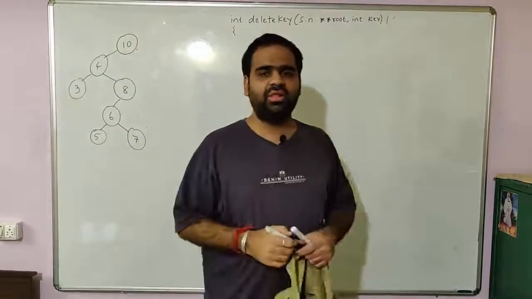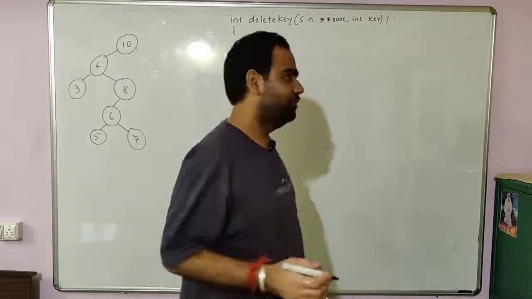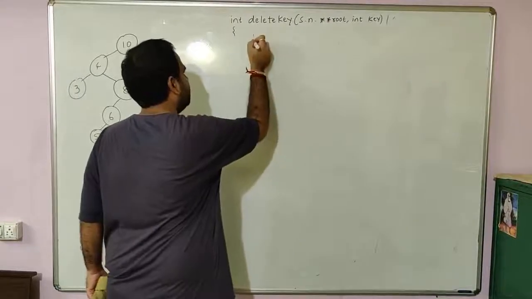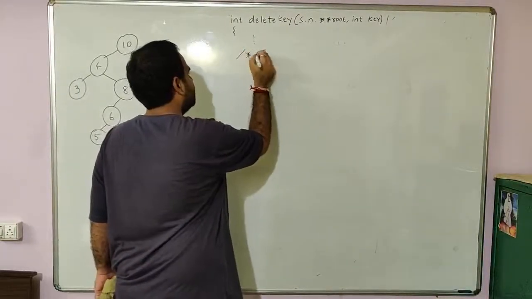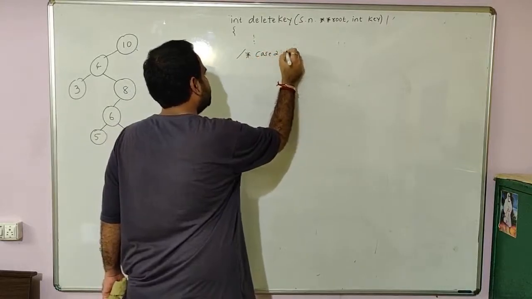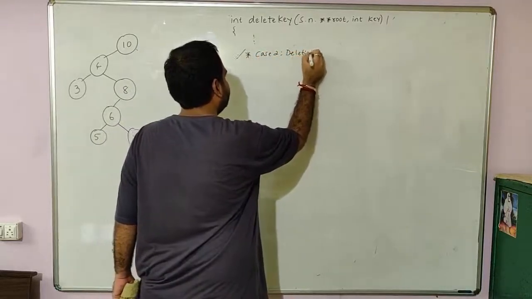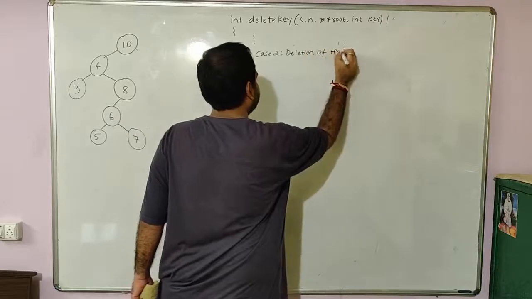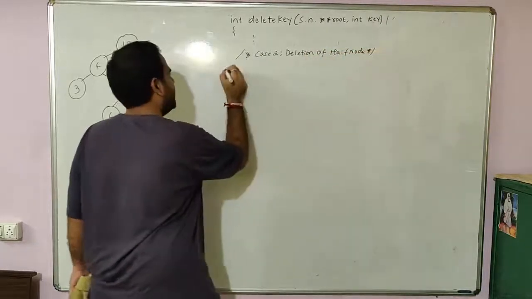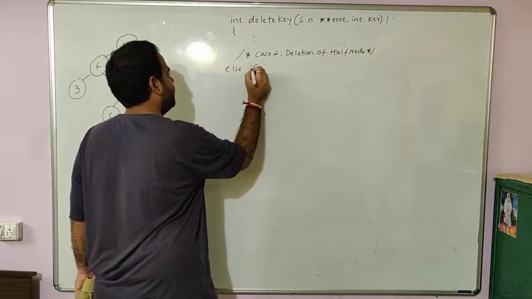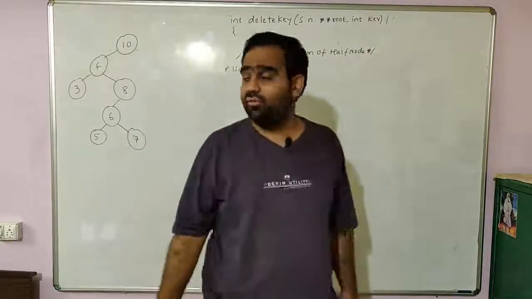Let us see the second case, deletion of the half node. Now here you have just completed the deletion of the leaf node. Here I write case 2, deletion of half node. Okay, here I write down else if. Now what is a half node?